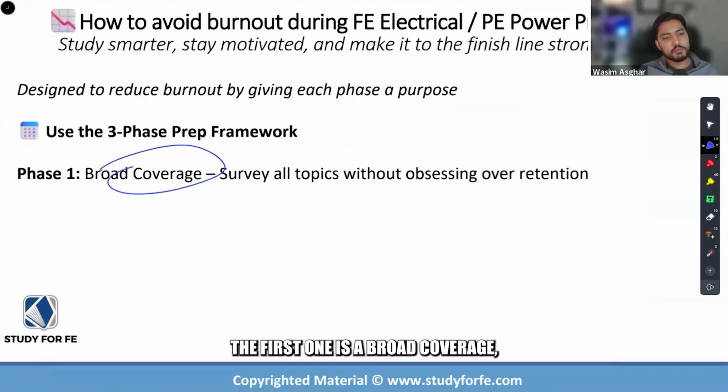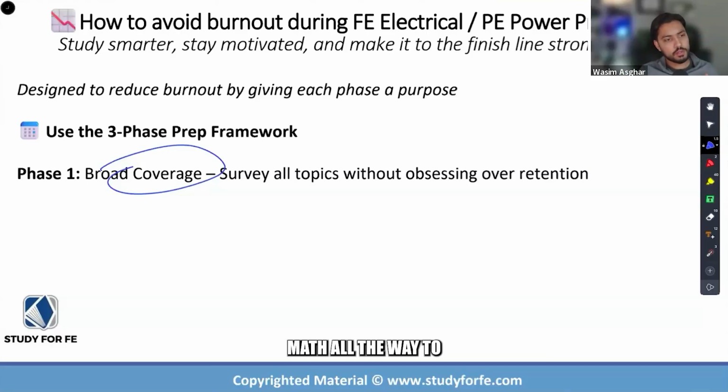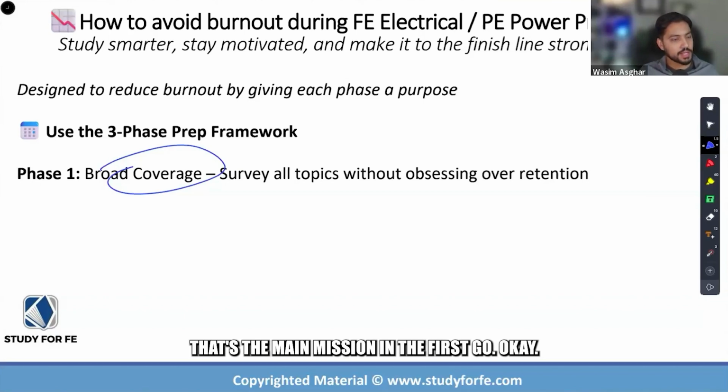The first one is a broad coverage, and this is probably going to take most of your time. So if you're preparing for the FE electrical and computer exam, then the 17 sections that you need to complete, top to bottom: math all the way to software engineering, properties of electrical materials, probability, stats, ethics, engineering economics, circuits, linear systems, communication, signal processing, the whole nine yards. That is going to be the first order of business. That's your primary objective. That's the main mission in the first go.